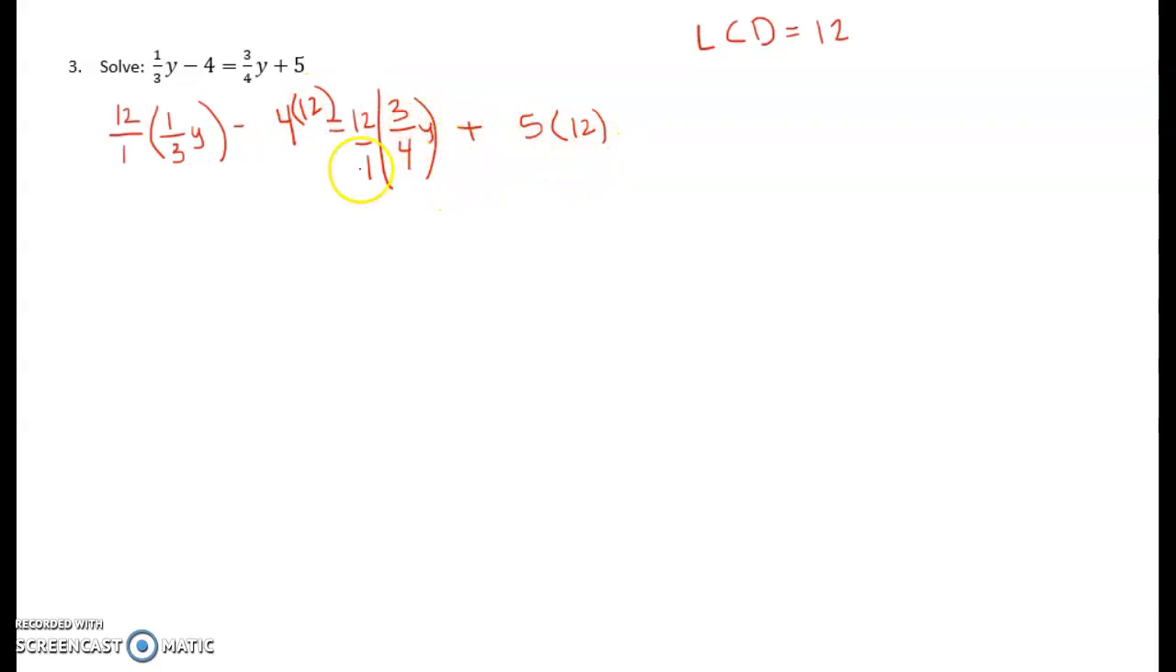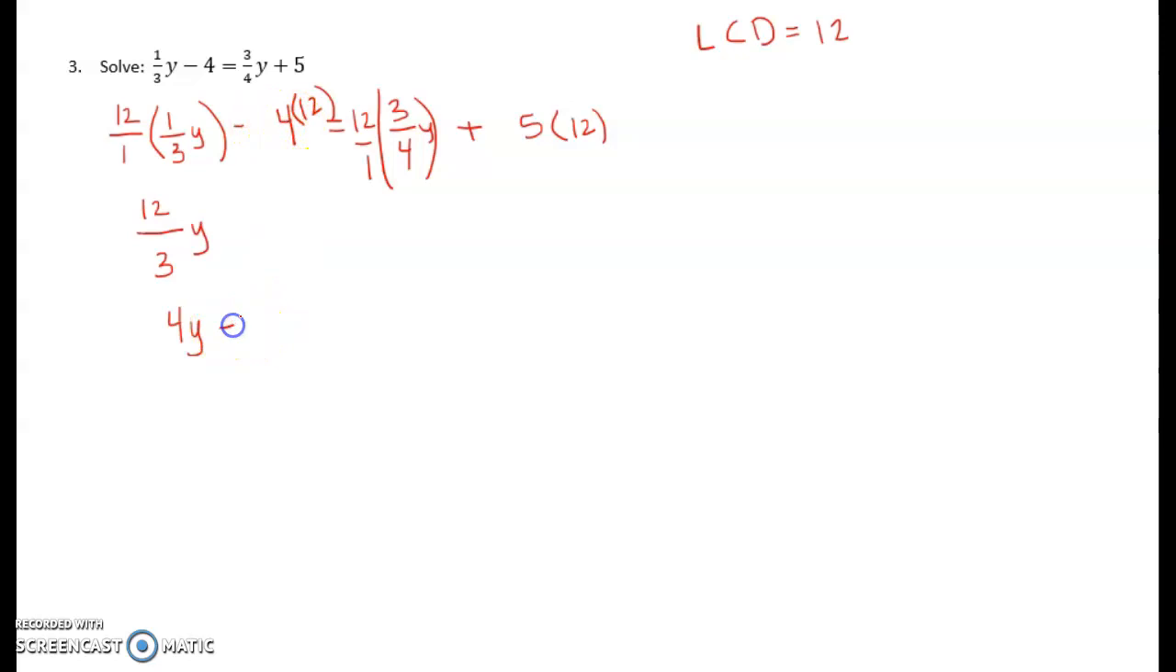Now there's a couple ways you could do this. You can cross cancel. I'm going to leave that to you because if you're watching this, this might be a struggle. So I'm just going to multiply. 12 over 1 is 12, 1 times 3 is 3, y, and then 12 divided by 3 is just 4y. If you cross cancel, you'll get the same thing.